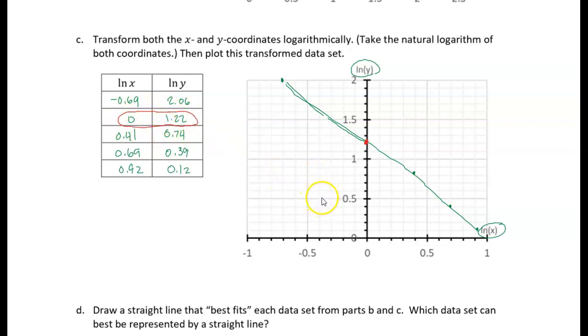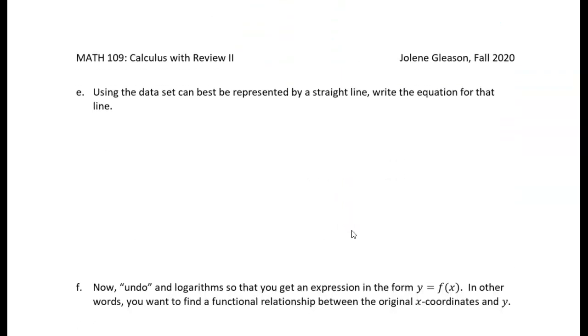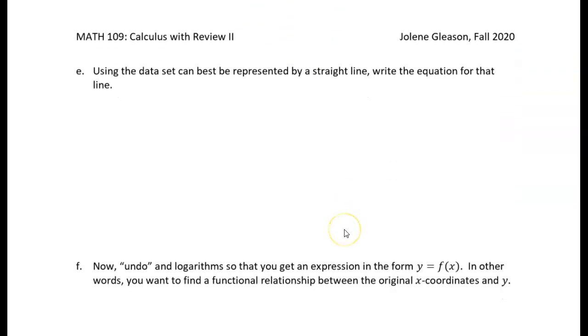And then I just need one other point, and I just happen to choose this one. Now you can choose any of them, but choose whatever points you like. I'm going to take those 2 points and fit a line to them. That's what I'm going to do in part E.